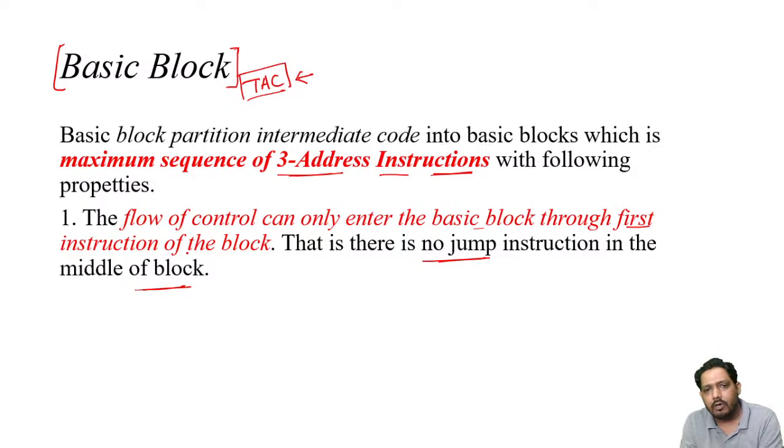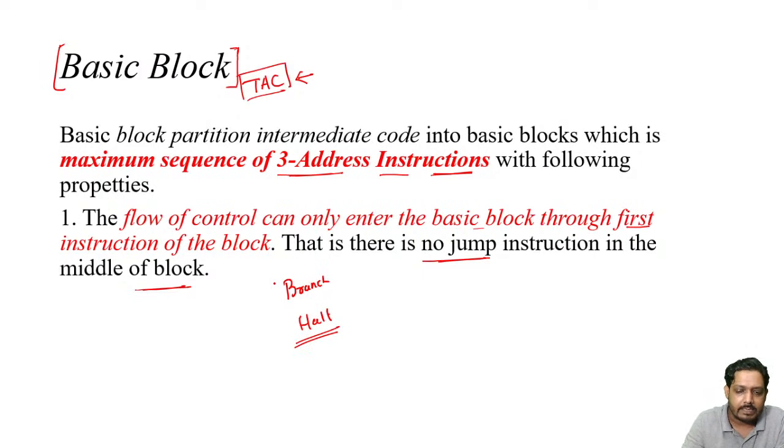So what is a basic block? A maximal sequence of 3 address instructions where control will enter from the first instruction and control will come out from the last instruction. In between there will be no branch, no jump, and no halt. So that we call a basic block.